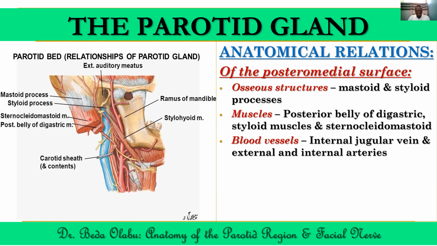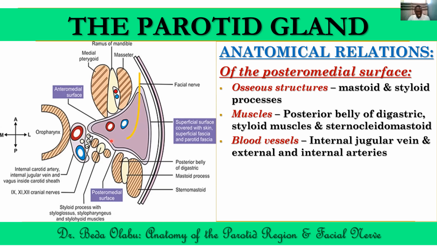We can also talk about blood vessels. In this case, the internal jugular vein, the external carotid artery, and the internal carotid artery. So the external carotid artery basically is a relation of the posteromedial surface before it pierces the gland. But the internal carotid artery, you can add the term carotid here, together with the internal jugular vein are actual posteromedial relations. The external carotid will be initially a posteromedial relation before it pierces the gland.